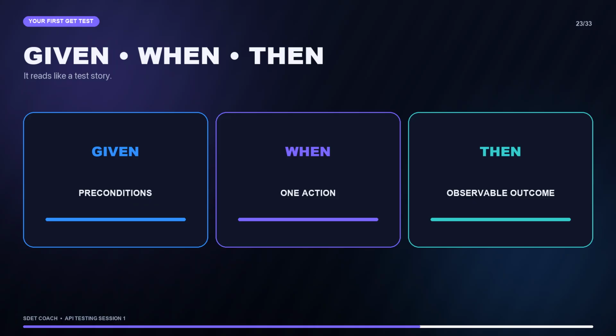The style also supports reuse later. A request specification can hold common setup. A response specification can hold shared expectations. Helper methods can create data. But do not rush into a framework before you understand the simple flow. First, make one readable test work. Then remove duplication when you can see what is genuinely common.